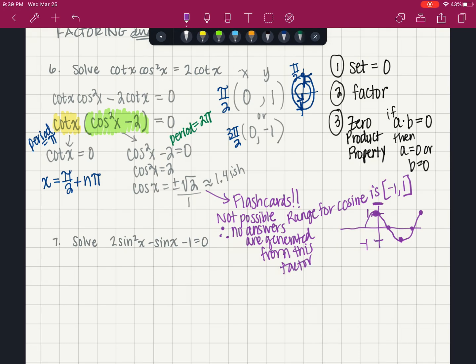So our only answer is the one that we got from cotangent of x, which is pi over 2 plus n pi. Hopefully you're realizing that it's going to be so important for me to check my answers as I go. Yes, it's going to be critical for you to check your answers as you go.